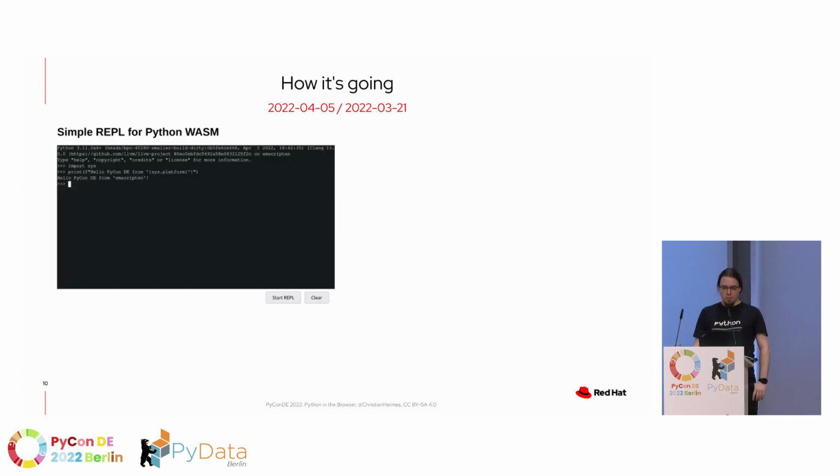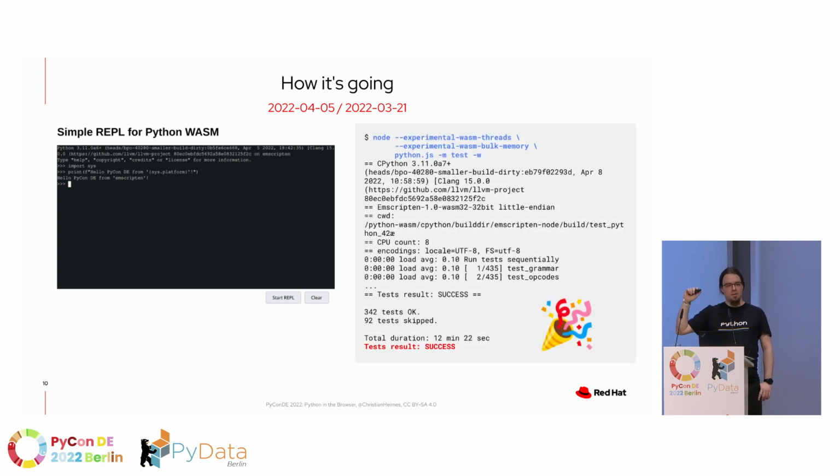Just a couple of weeks ago, we got here. We now have a working REPL that's committed in CPython main, so what's going to be 3.11. And we can actually run all our unit tests under Node.js. So we can compile Python to WASM with the JavaScript bindings and run that in Node.js and have all the tests passing. Except we skip a lot of tests that don't work, but OK.